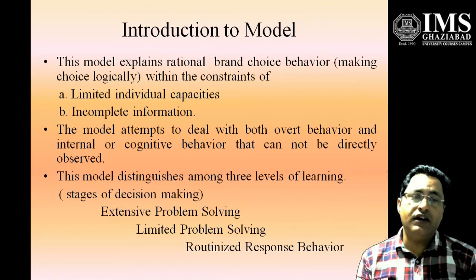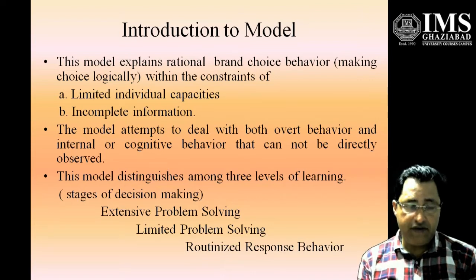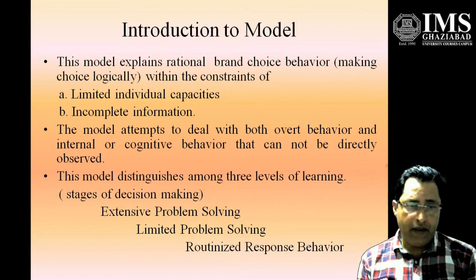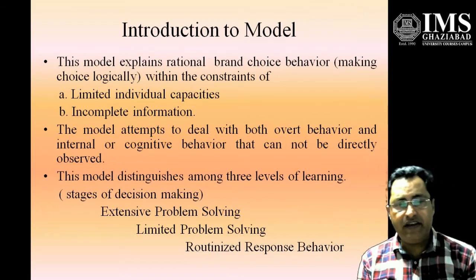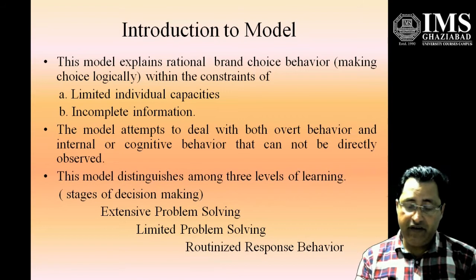So this model basically attempts to deal with both overt behavior and the internal or cognitive behavior that cannot be directly observed. Overt behavior is all the efforts which you make to reach a final decision. When we say decision, basically a consumer makes decisions at three different levels, so-called stages of decision making. The first is extensive problem solving, the second is limited problem solving, and the third is routinized response behavior.